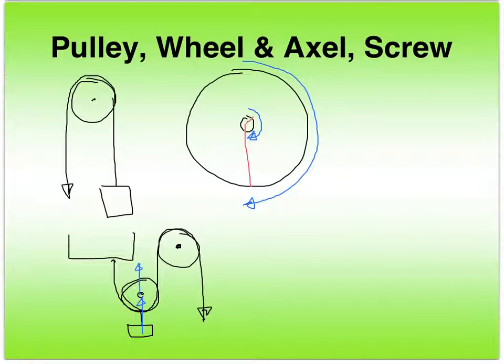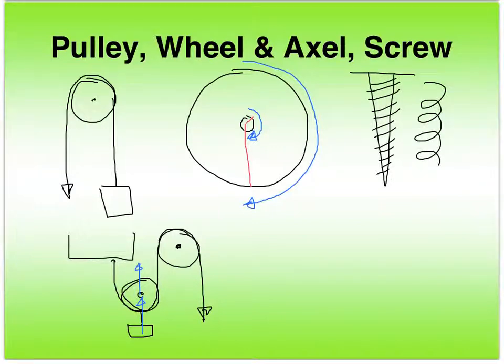Now the last one is a screw. A screw is basically an inclined plane wrapped around a central axle. If you look at a screw, it has these treads on it that go up it. And by turning the screw in a clockwise or counterclockwise motion, you actually extend the amount of distance that this thing is traveling. Instead of going straight down, you're actually going a longer distance around and around and around. So it's almost like an inclined plane around a center pole.